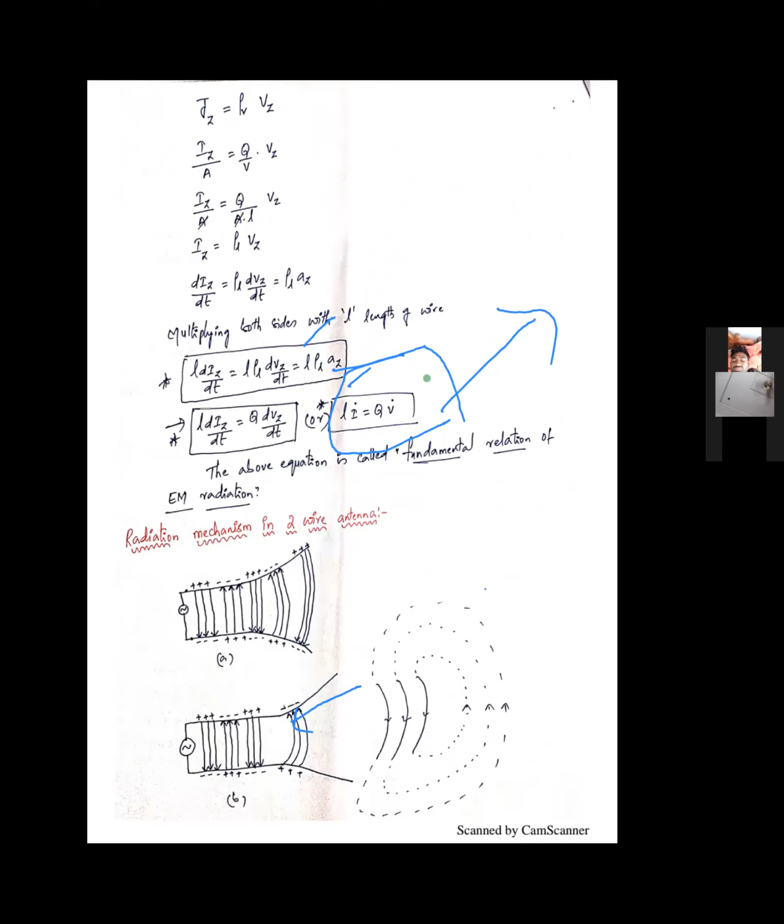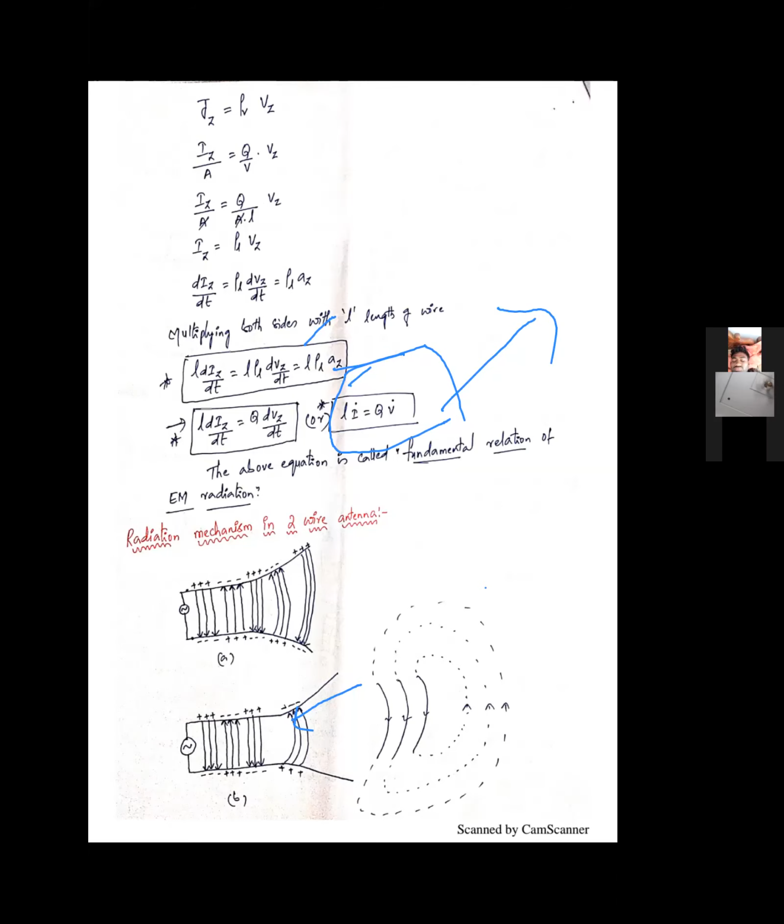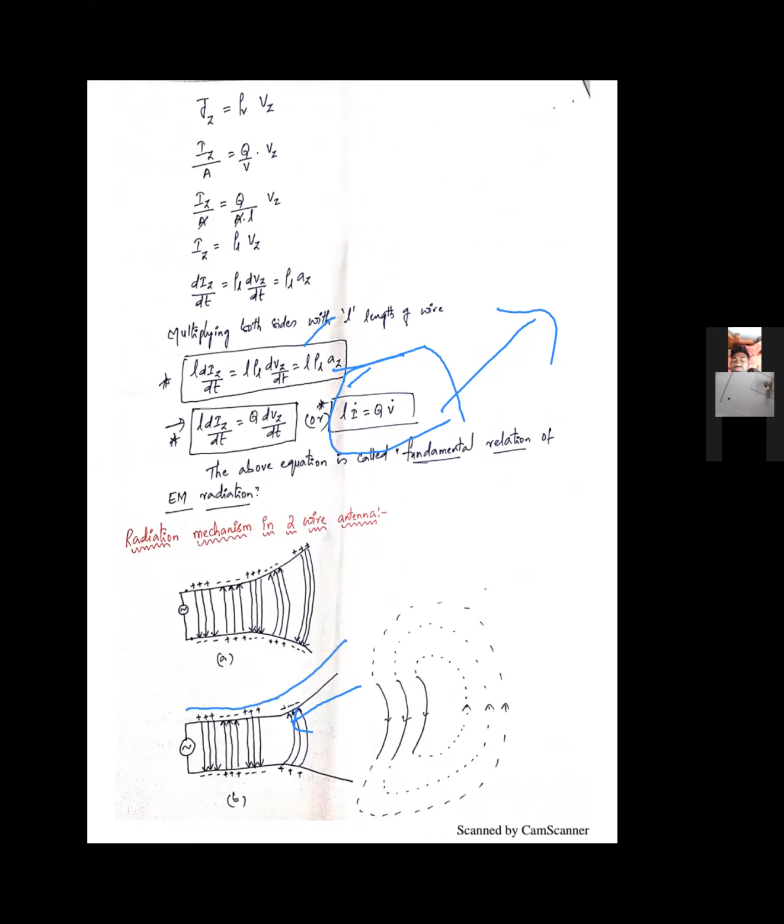Now I am talking about the radiation mechanism in a two wire antenna. You can clearly see this. I have taken two wires. See here, this is one line and this is another line. These two lines are parallel to each other, and parallel lines are called transmission lines. You know that.